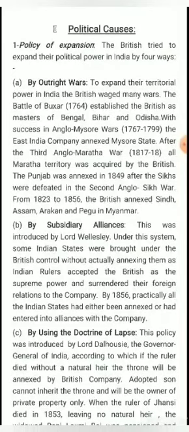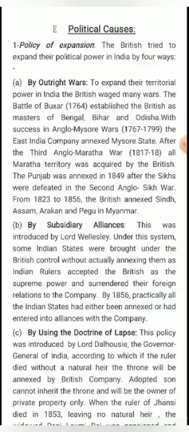After that, they fought the Third Anglo-Maratha War, in which they got the territorial control of the Maratha Empire. Then they fought the Sikh War in 1849, in which they got all the control of Punjab territory. Then from 1823 to 1856, the British annexed Sindh, Assam, Arakan, and Pegu in Myanmar.